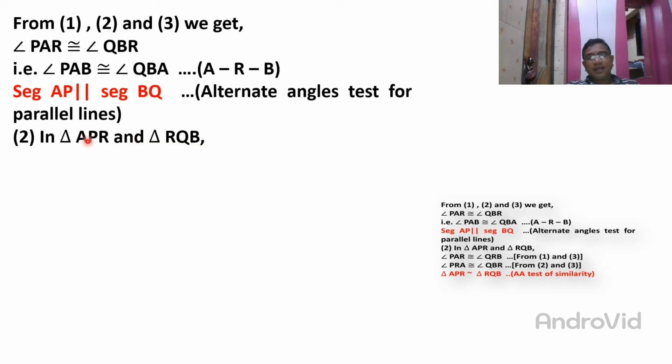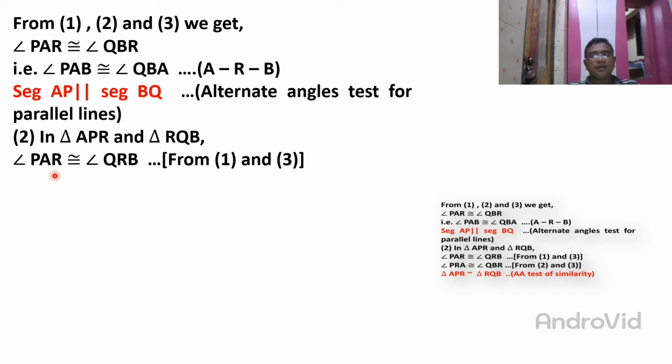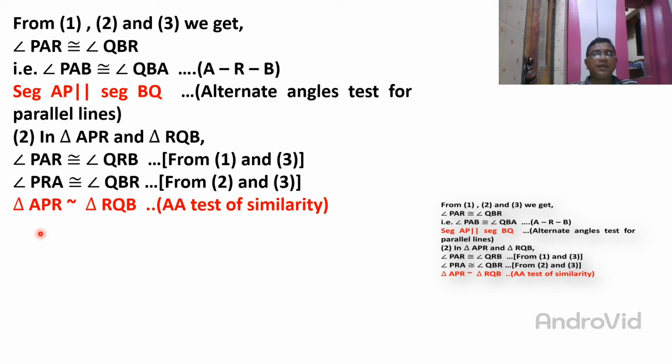Then in triangle APR and triangle RQB, we proved that angle PAR is congruent with angle QRB, from 1 and 3. Then angle PRA is congruent with angle QBR, from 2 and 3. So these two angles are congruent, and triangle APR is similar to triangle RQB by a test of similarity.